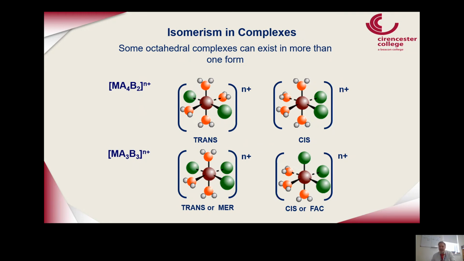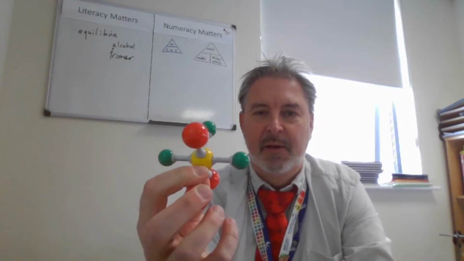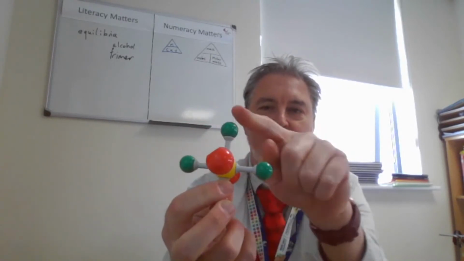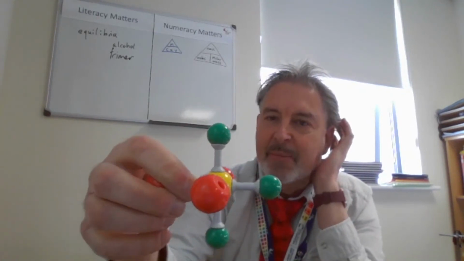So let's show you that on my molecules. Taking those off, just make sure you can see this. So this is the trans or MER form. You can see that I've got the 2 which are 180 degrees to each other, and they're both at 90 degrees to the other one, but they're all in the same plane.